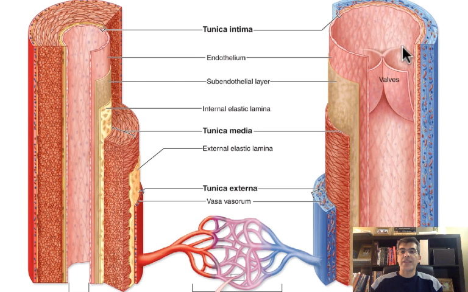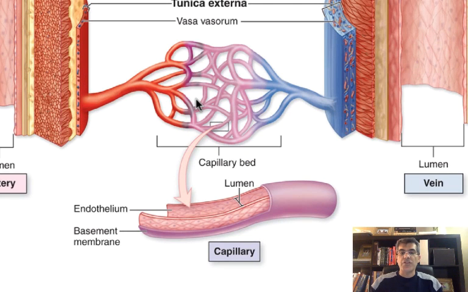These valves are extensions of endothelium of the tunica intima. Now, between the artery and vein, we have capillary. The capillary is a place for exchanging oxygen and nutrition and waste. That means the wall of the capillary must be very thin to allow diffusion.